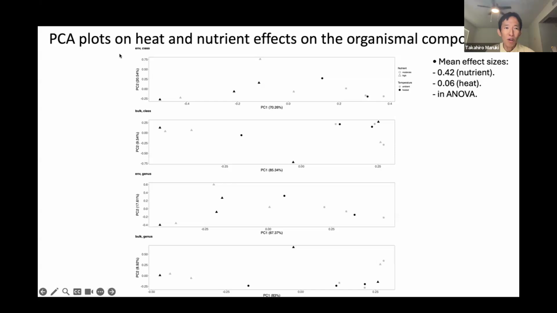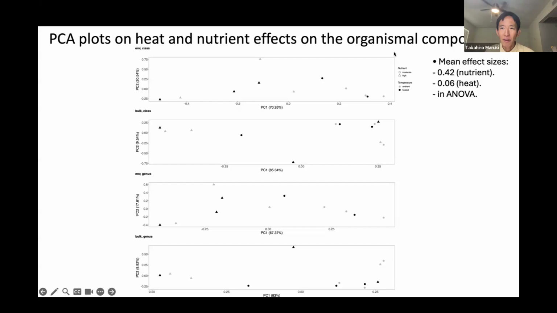These PCA plots show the effect of heat and nutrients on the organism composition. In the top two figures, we show the result at the class level, and in the bottom two figures, we show the corresponding result at the genus level. By looking at the top figure, we find that our samples, denoted by these dots, are clustered by nutrient condition, which is denoted by the shape of the symbols. On the other hand, our samples were not separated by the temperature condition, which is denoted by color of the symbols.